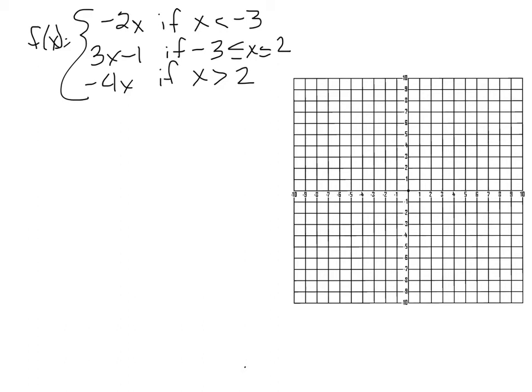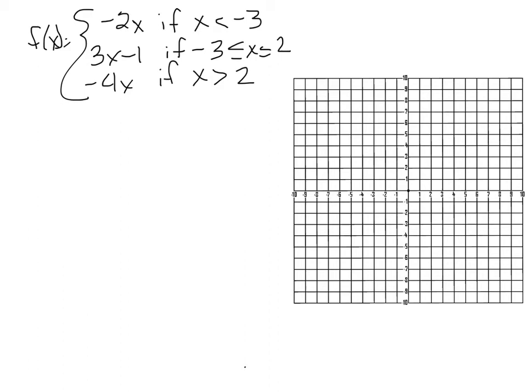Awesome. How many cheater lines do we get to put on this problem? So let me read it to you in case you can't read my terrible handwriting. F of x is equal to, the first piece is negative 2x if x is less than negative 3. The middle piece is 3x minus 1 if negative 3 is less than or equal to x, which is in turn less than or equal to 2. And then the last piece is negative 4x if x is greater than 2.